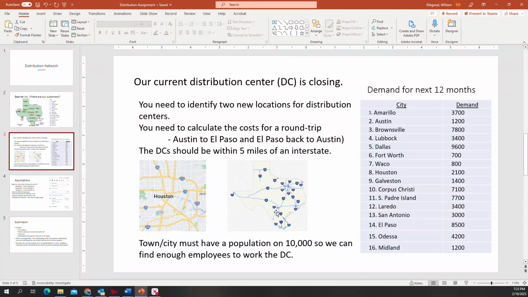The DC must also be located in a town with a population greater than 10,000. So I live near Montgomery, Texas. We're more than 5 miles from Interstate 45, and the population there is only about 2,400 people. Montgomery isn't an acceptable location. Conroe or Huntsville are both acceptable locations for DCs.